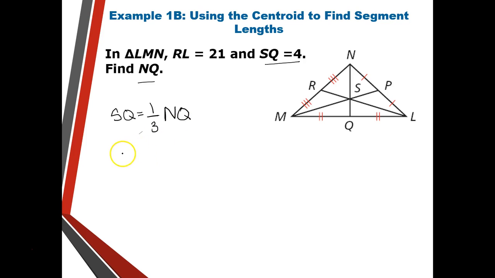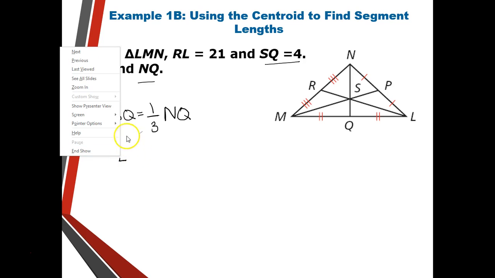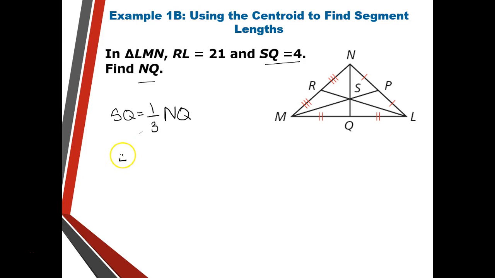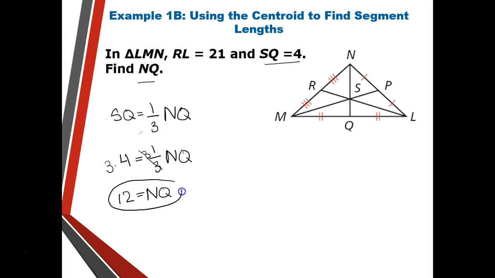We know what SQ is equal to. Let's go ahead and plug that in. SQ is equal to 4. Okay, 4 is equal to 1/3 of NQ. Well, to get rid of 1/3 on this side, let's multiply both sides by 3. And that cancels out 3's here. And we end up with 12 is equal to NQ. And we're done. We found what NQ is equal to. 12.